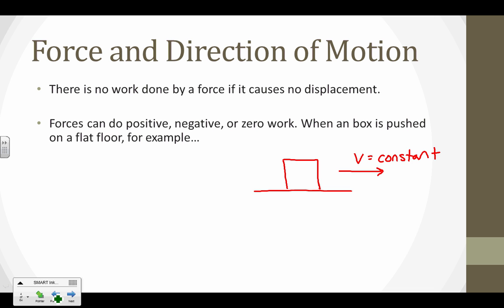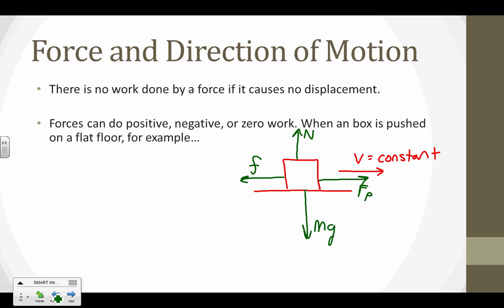What forces do I have on that object? Gravity, normal force, push, friction. I have 4 forces on that, and each one of those forces can do work, or not do work, or do negative or positive work.